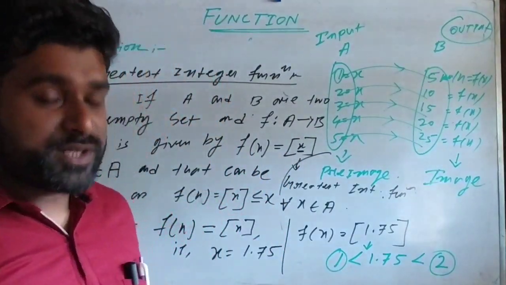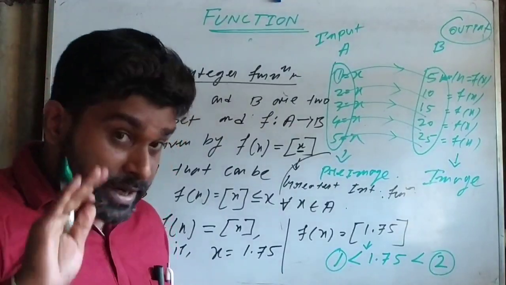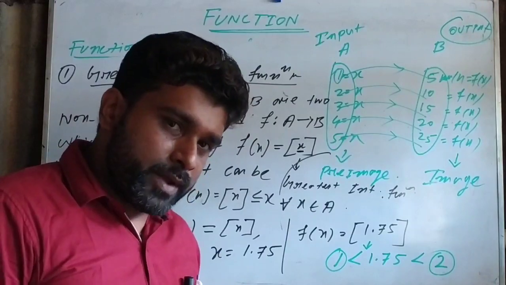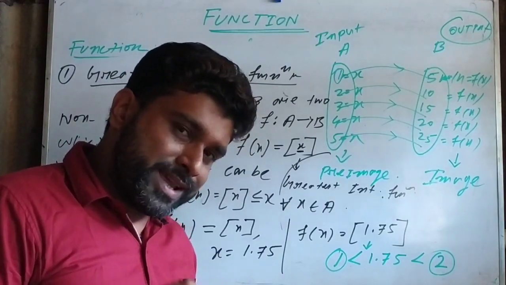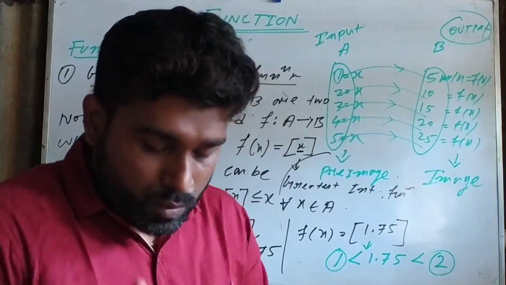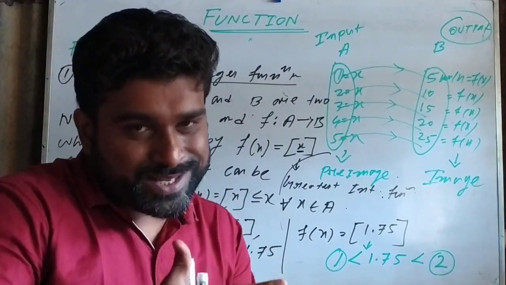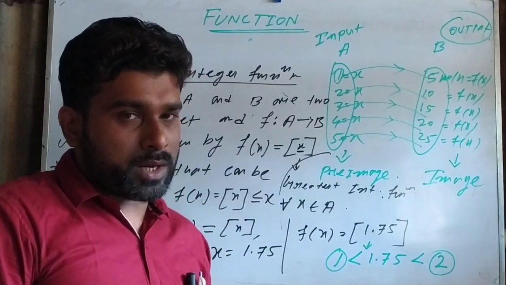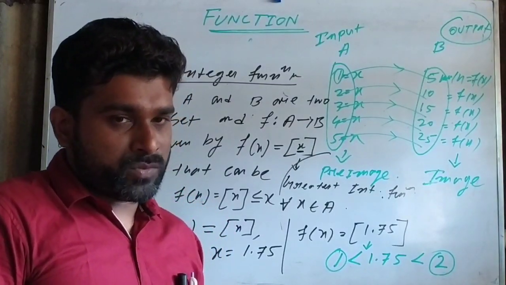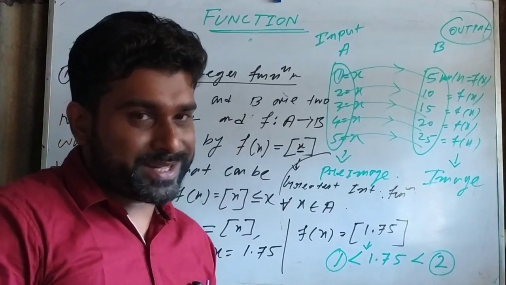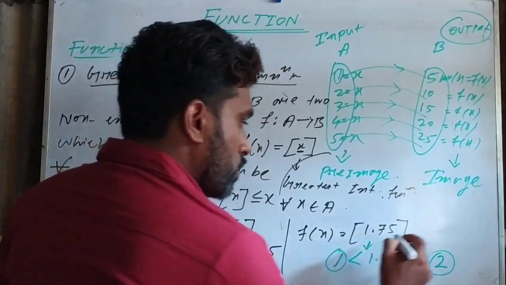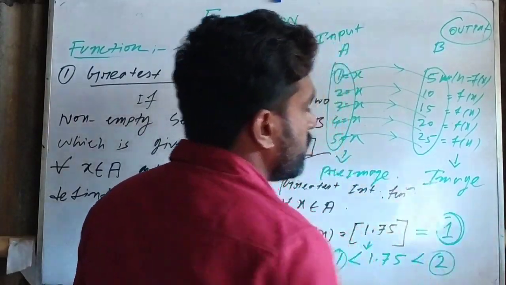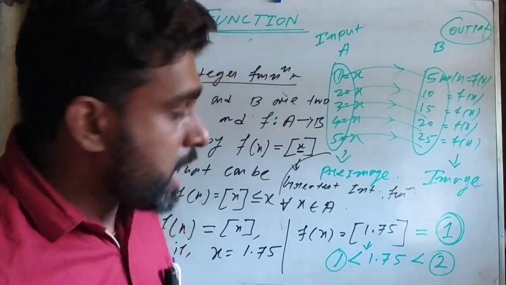तो ग्रेटेस्ट इंटीजर फंक्शन में क्या होता है, ग्रेटेस्ट में देखना यहाँ पर जो 1.75 है, नियरेस्ट कौन सा इंटीजर से ग्रेटर होता है. 1.75 नियरेस्ट कौन सा इंटीजर से ग्रेटर होता है, वो तुम्हें देखना है. ठीक है, तो यहाँ पर मैं देख रहा हूँ कि 1.75 नियरेस्ट कौन सा इंटीजर 1 से ग्रेटर होता है. That means बॉक्स ऑफ 1.75 का आंसर होगा 1 जब तुम ग्रेटेस्ट इंटीजर फंक्शन बोलोगे.